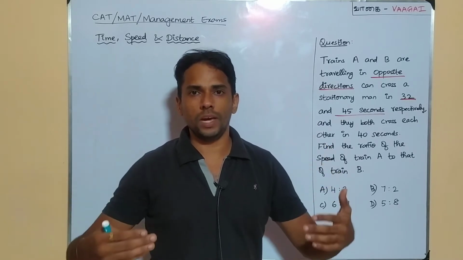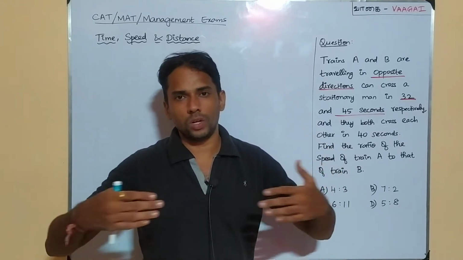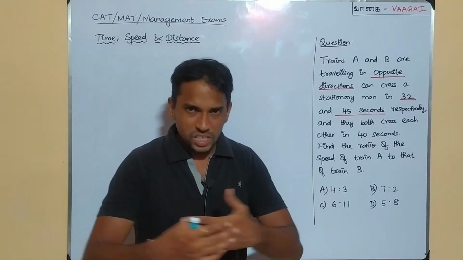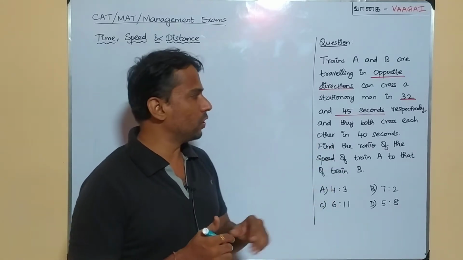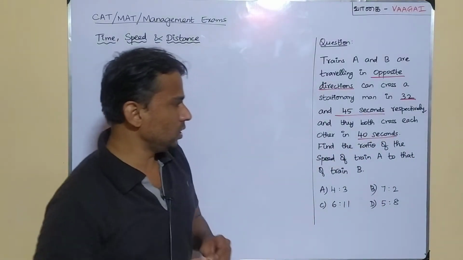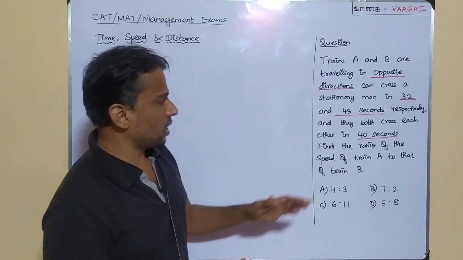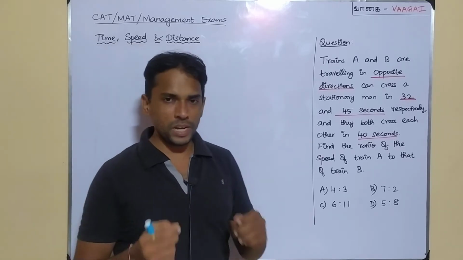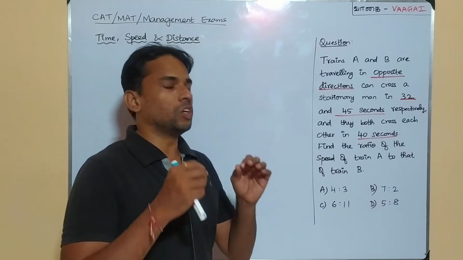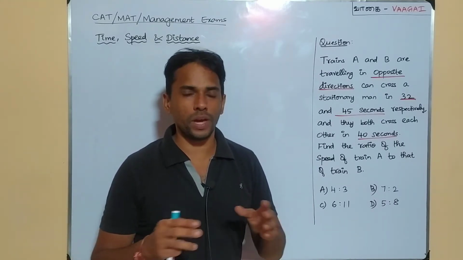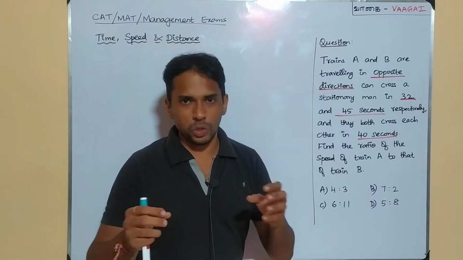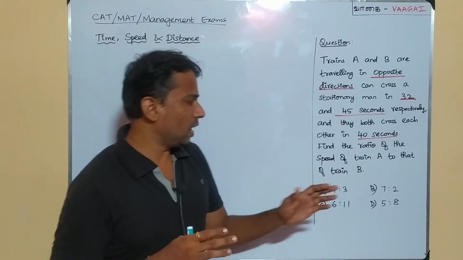That is, those two trains which are traveling in opposite directions, to cross each other, to be very clear, they are going to take 40 seconds. So this is what is given in this question. Then what we have to find is the ratio of the speed of train A to that of train B. So we are asked to find the ratio of the speeds, train A speed and train B speed. This ratio is what we are finally asked to find, and we have the options.